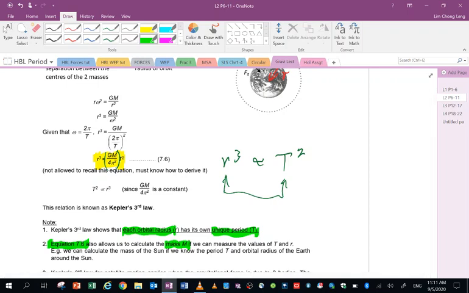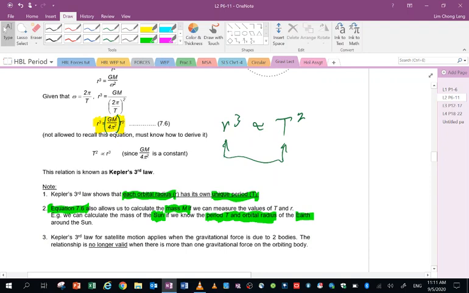So in the case of the Sun, if you take the Sun as the bigger body and the Earth as the smaller body going around the Sun, as long as you know the period and the orbital radius of the Earth, you are able to calculate the mass of the Sun. So that's what number 2 means.